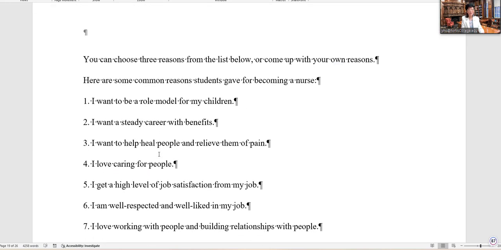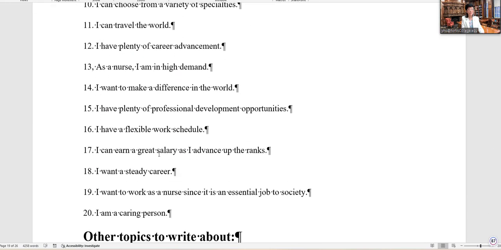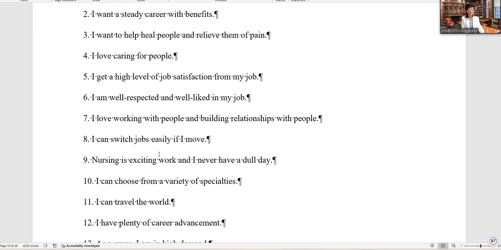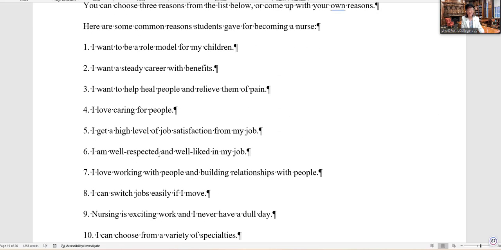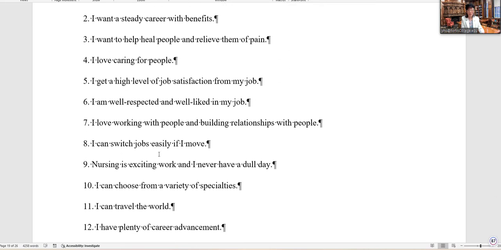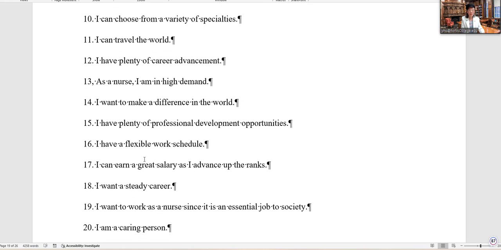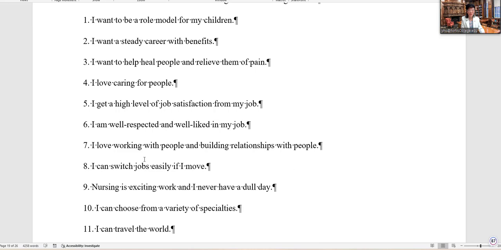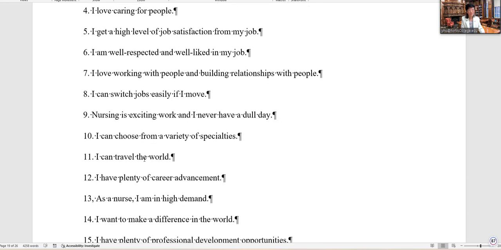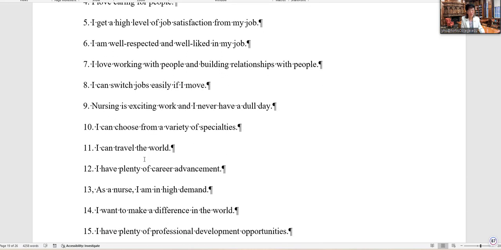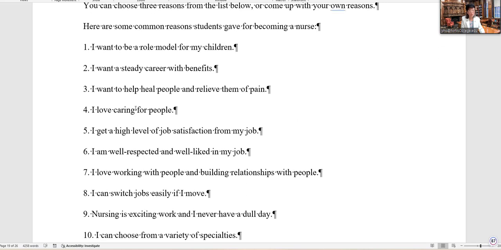Now here's what's interesting. Here are the common reasons all the different nurses wrote for becoming a nurse. I want to be a role model. I want steady benefits. You only need to choose. This is known as listing, by the way, if you're wondering. When you just list everything, you think of all the different reasons and make a long list. Then out of that long list, you choose the 3 that resonate with you.